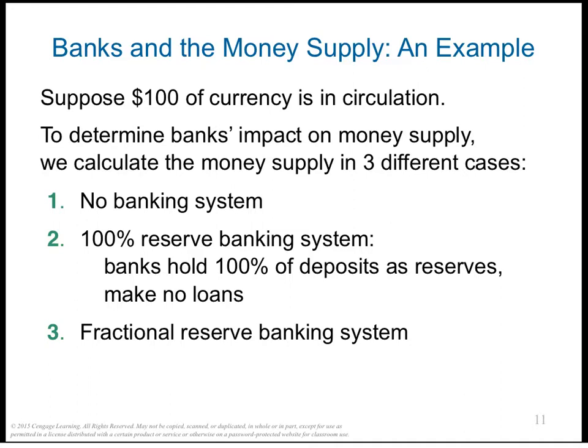Let's start our example. Suppose $100 of currency is in circulation. Okay, we simplify the model. $100 is the amount of money in circulation. To understand the bank's impact on money supply, we calculate the money supply in three different cases. The first case is no banking system. The second case is a 100% reserve banking system. That means banks hold 100% of deposits as reserves and make no loans. And the third is a fractional reserve system.